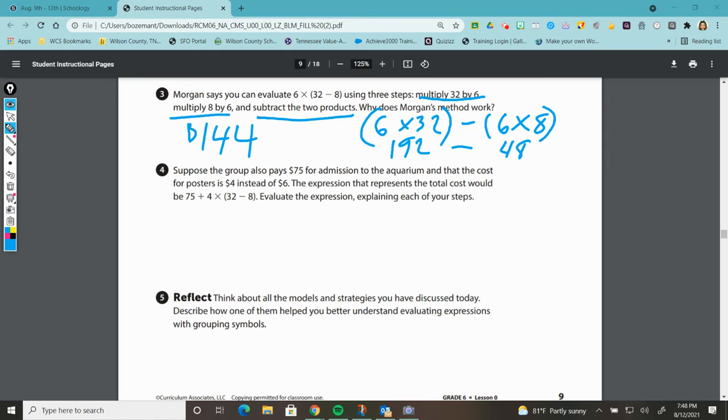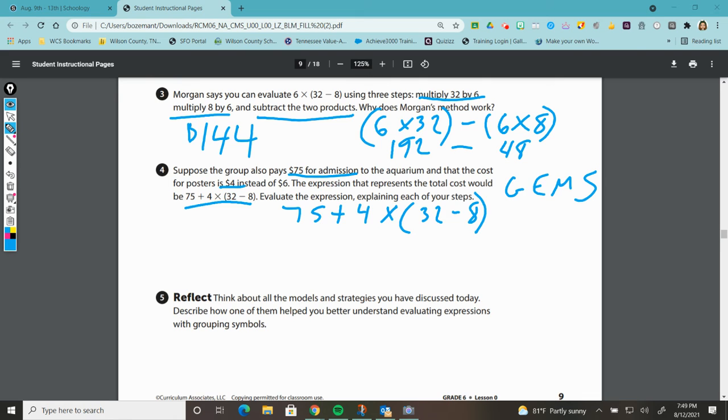Let's take a look at number 4. Suppose the group also pays $75 for admission and that the cost of the posters is $4 instead of $6. This is the expression that you would use to find the cost. This problem wants you to evaluate this expression. So we're going to write our expression: 75 plus 4 times 32 minus 8.